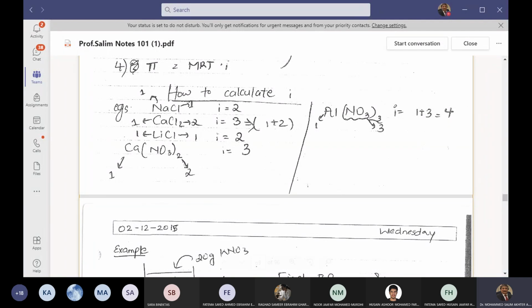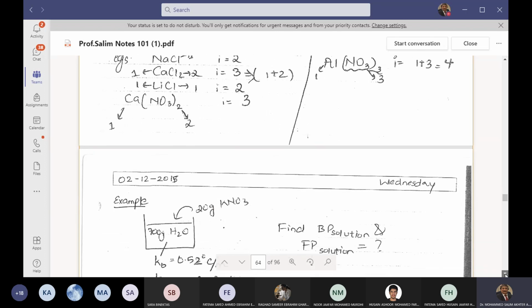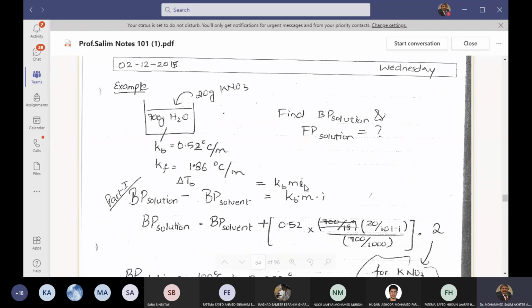Then I did the question, the same question, my friend. 20 gram potassium nitrate dissolved in 700 gram water. Kb and Kf are given. I want to calculate the boiling point of the solution, and I also want to calculate the freezing point depression. My friend, because this is potassium nitrate, I have to use the van't Hoff factor i. Same formula as you have done before. Delta Tb is equal to Kb m i.